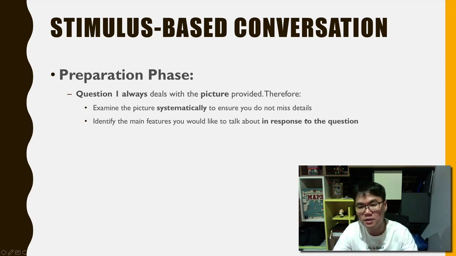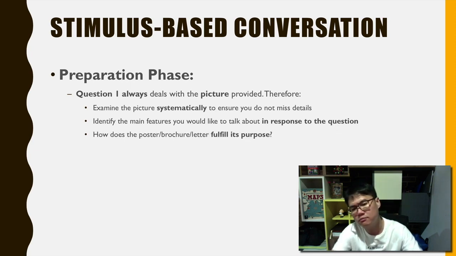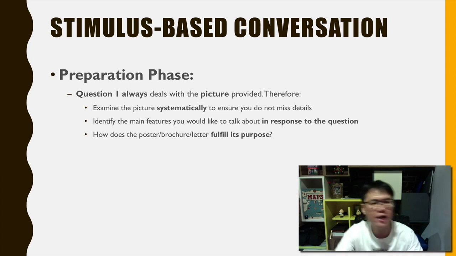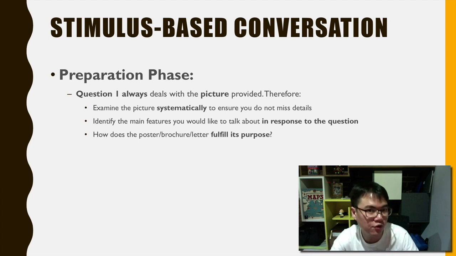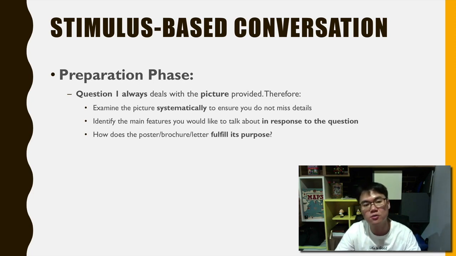Very important, you must always respond to the question. Don't talk about anything that you like. You must always answer the question. So always ask yourself, when this poster is put together like this, how does it make me do what its creator wants me to do? For example, if I'm looking at a cereal box, why is this cereal box designed like this? Why is there a game on the cover of the cereal box? Is it to make me buy more cereal? Is it to make me get really curious about it so that I'll get mommy and daddy to buy that cereal for me? That could be a reason why there are games just printed on the cover of the cereal box. So how does this brochure, poster, letter, cereal box fulfill its purpose?